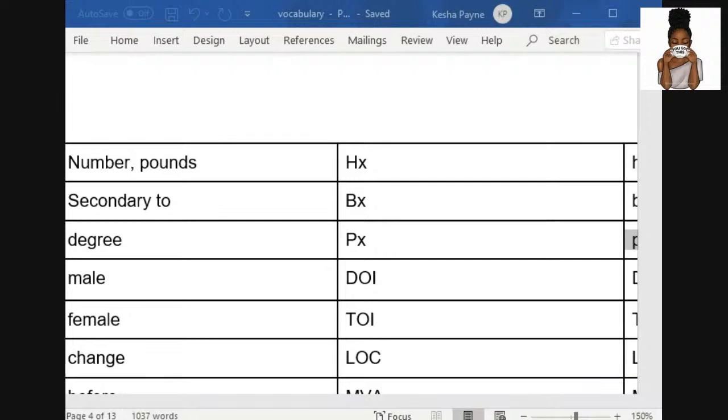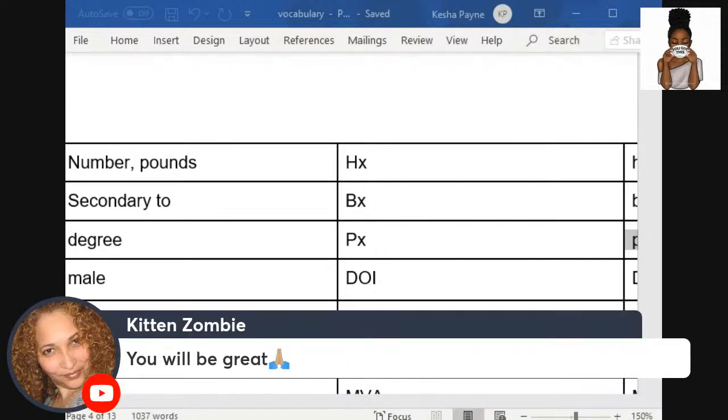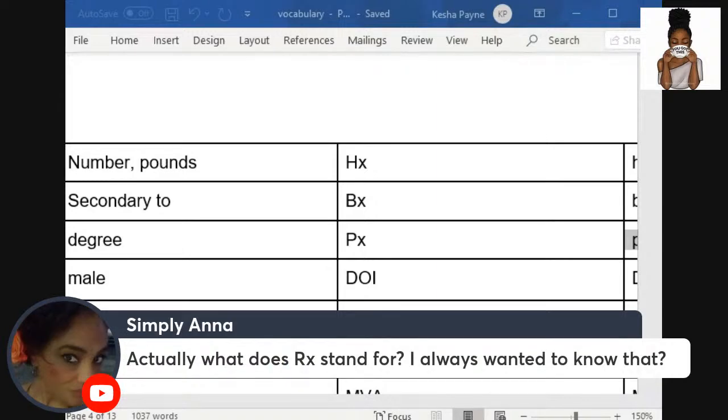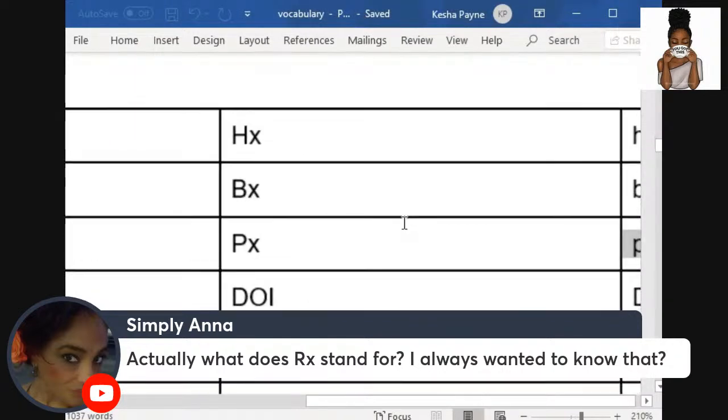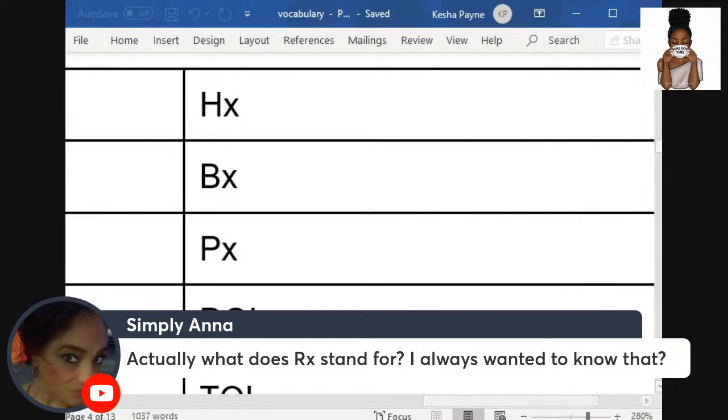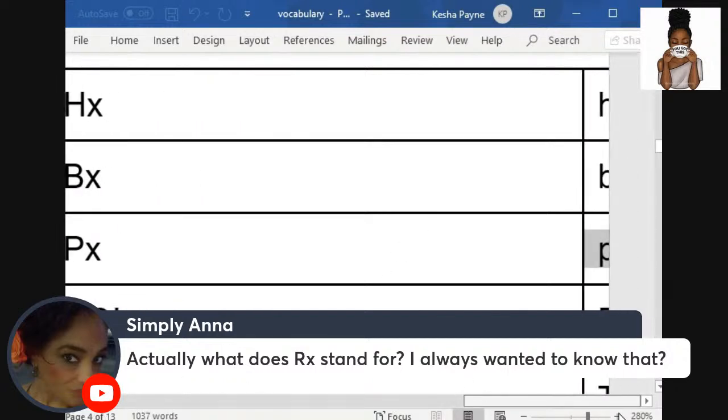Hey, Simply Anna. I'm just going over my medical terminology. Actually, what does RX stand for? Prescription. RX stands for prescription. That's what that stands for. Hold on, I'm tripping that I cannot see everything right here. The rest of it.